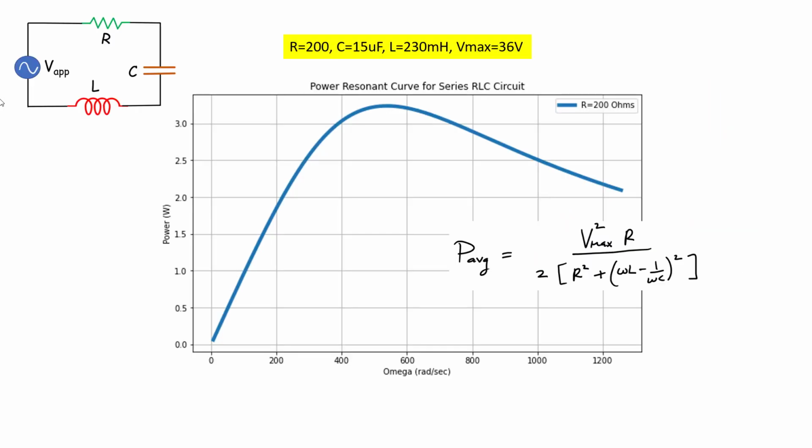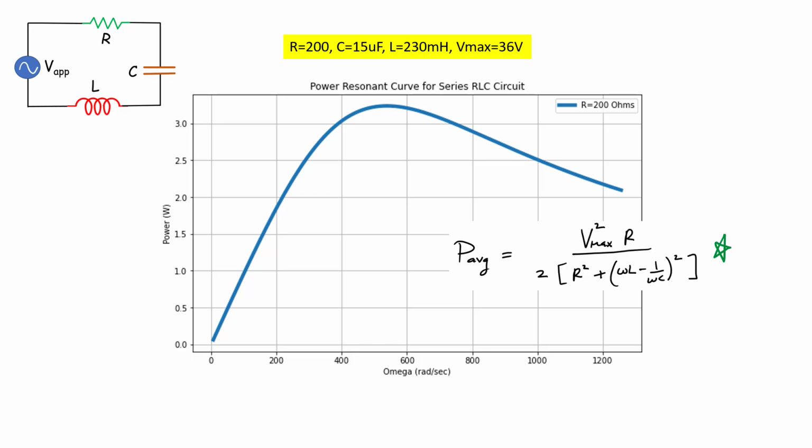All right, I want to look at a specific example here. So I have my series LRC circuit. Now I'm going to consider these values of the parameters here. R is set to 200 ohms. The capacitance is 15 microfarad. The inductance, 230 millihenries, and my maximum applied voltage here is 36 volts. What I did here is plot this average power on the y-axis versus omega on the x-axis. Again, the equation that I'm plotting is shown right here. That's the one I previously derived.